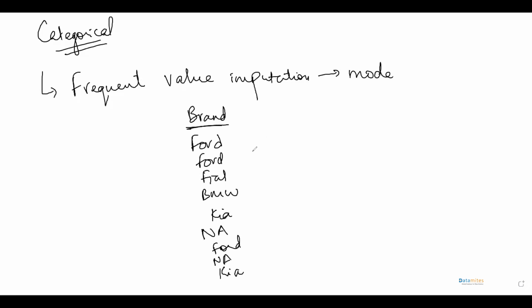So mode is nothing but the most frequent category that we have. Therefore, the missing values that we have here will be replaced by that frequent value or frequent category. Over here, the mode would be the category with the maximum number of occurrences in this variable, that is Ford. Ford seems to be occurring the majority number of times, so we can say the mode is Ford. So we'll be replacing all these NaN values with the mode.